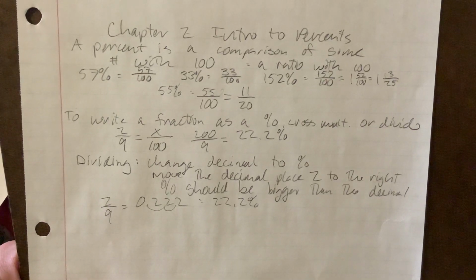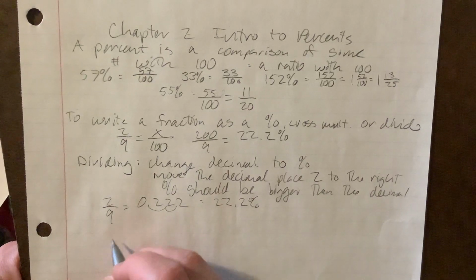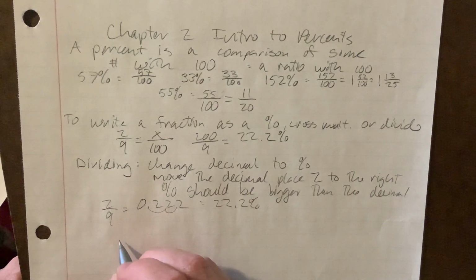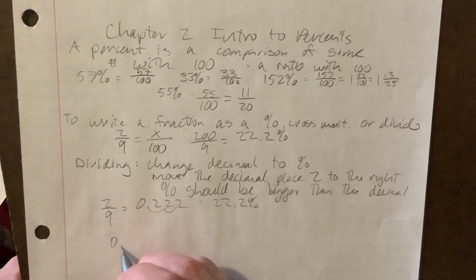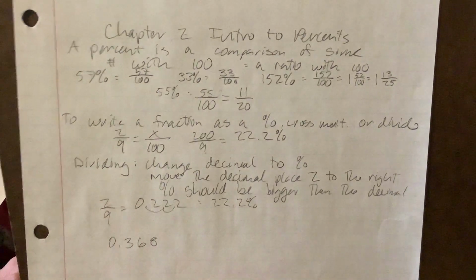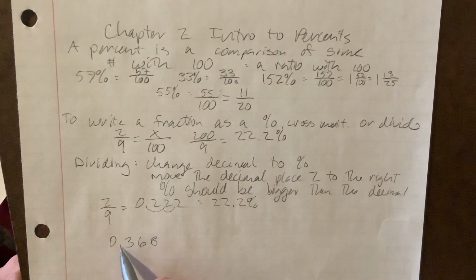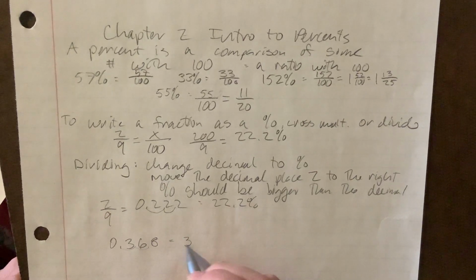Do you guys want to do another practice? Let's just do another practice of moving decimal places. Let's say we have the decimal 0.368. To change that to a percent, again, we just move the decimal place 2 places to the right, and it becomes 36.8%.